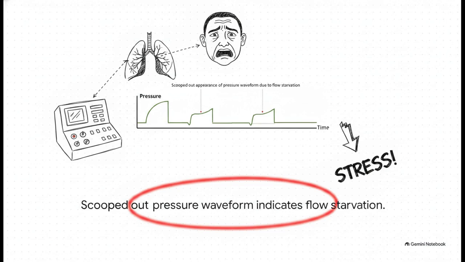Take a look at that scooped-out concave dip on the pressure waveform. That right there is a classic indicator of flow starvation. It literally shows us that the patient's diaphragm is pulling incredibly hard for air, demanding a faster flow, and the machine just isn't keeping up. The patient is effectively sucking the pressure right out of the circuit. It's exhausting for them, and it tells us we need to intervene right away.